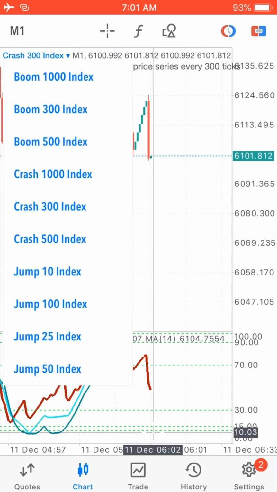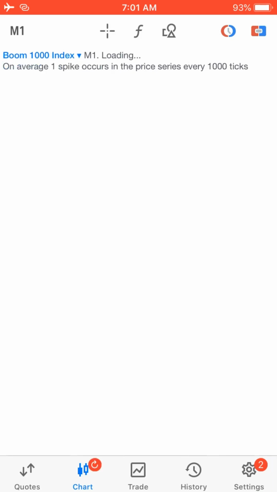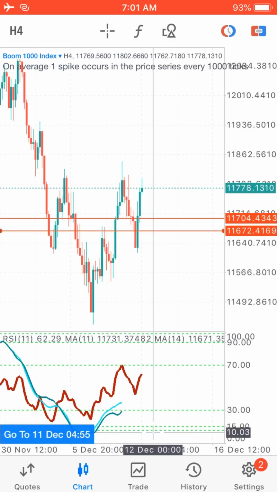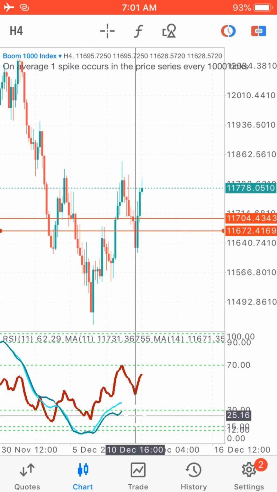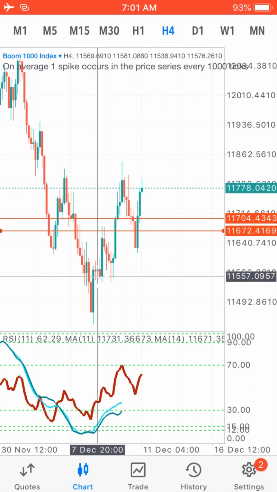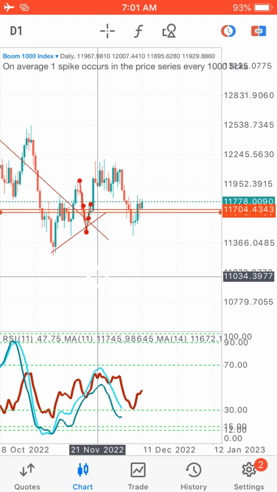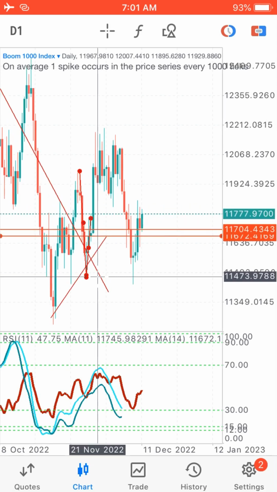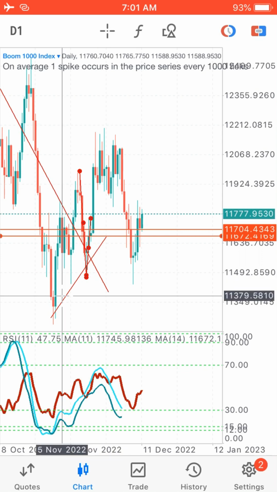So now let's go to the Boom. Let's say the Boom 1000. Let's see if we have any setup here for catching spikes. Of course, you can see that this is a 4-hour time frame, and although it was a downtrend looking at it from the higher time frame, you can also see that the market has also been buying. It has gotten to this level. This should be a level.